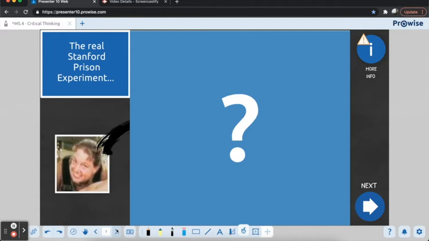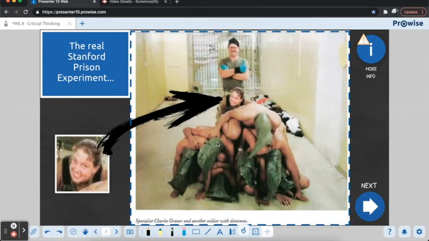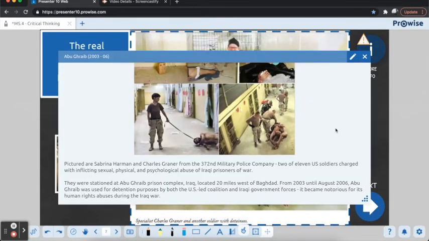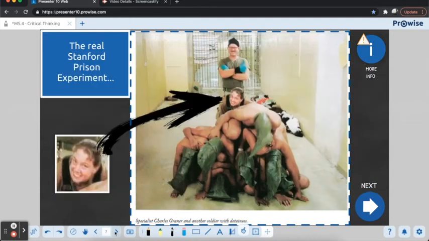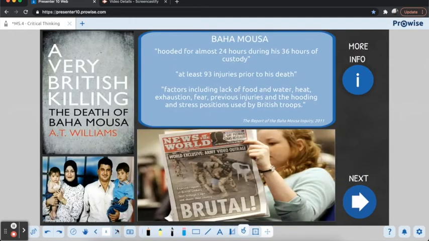So ask them, if they recognize this person on the screen, this nice smiley individual. They may or may not. It's Sabrina Harman from the Abu Ghraib prison scandal, with her colleague there presiding over some bodies. And there's some more information about it here. Okay, yeah, how about the British? Do we have our own history here? Yes, we do. Baha Mousa, the killing of. And more information about that here as well. So these are quite hard-hitting cases, quite impactful, and that's the point.